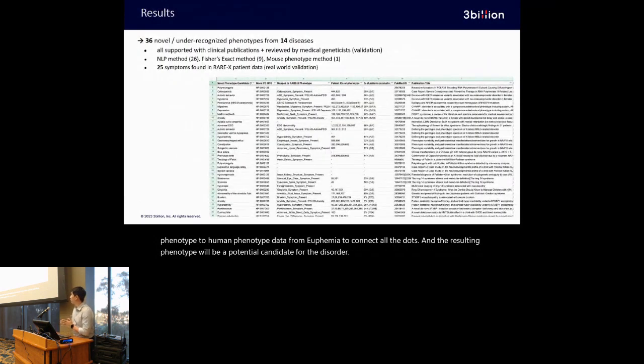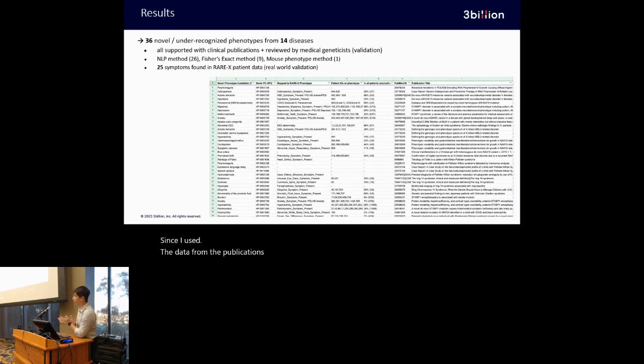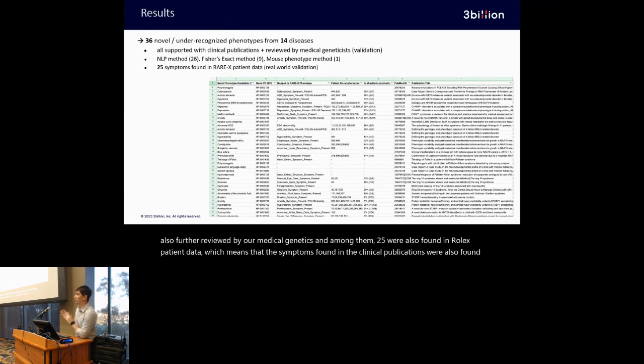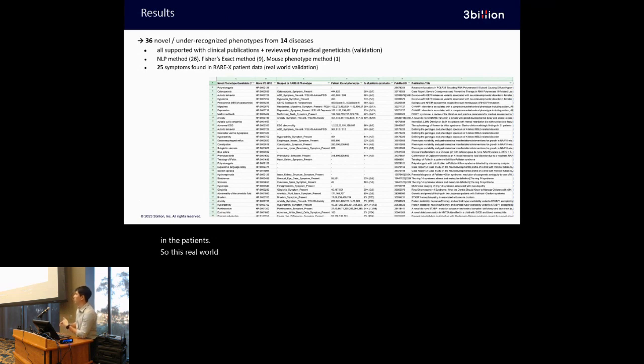By combining all three methods I mentioned, we found 36 novel and under-recognized symptoms across 14 diseases. Since I used data from publications, they were all supported by clinical publications, and they were also further reviewed by our medical geneticists. Among them, 25 were also found in RareX patient data, which means that the symptoms found in the clinical publications were also found in the patients. So this real-world evidence further validates our results.